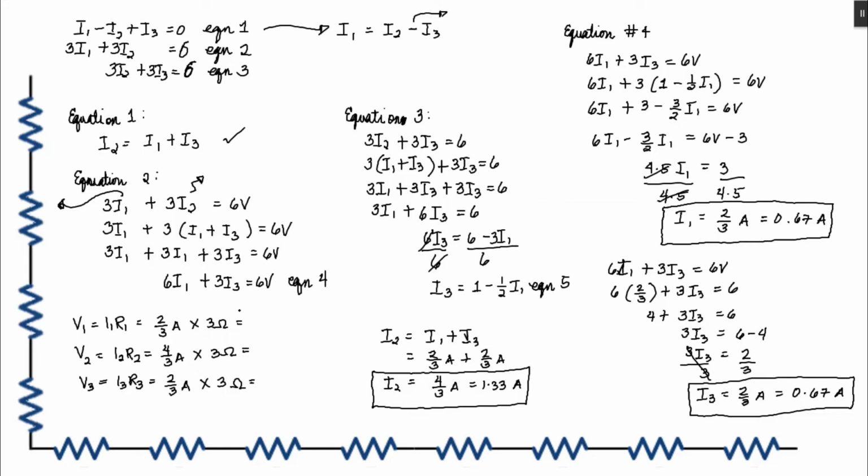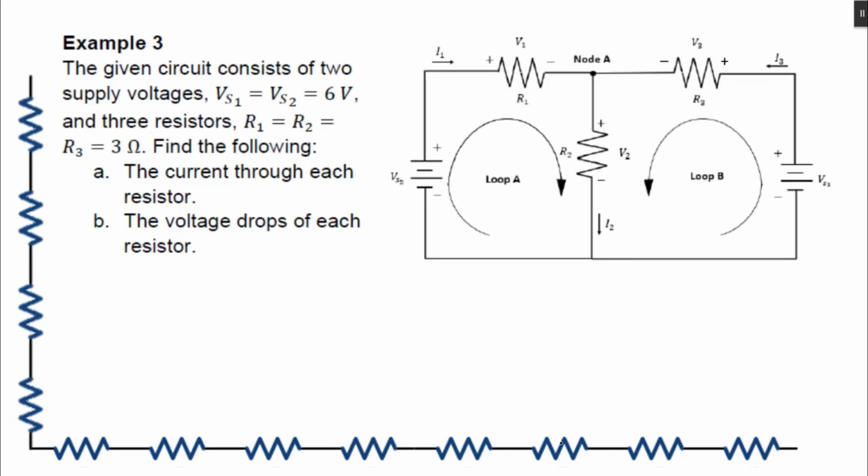So, what is our answer for V sub 1? Okay, 2 volts. How about V sub 2? Okay, 4 volts. And V sub 3 is 2 volts again. Okay, so we are done with one method for us to solve this network.